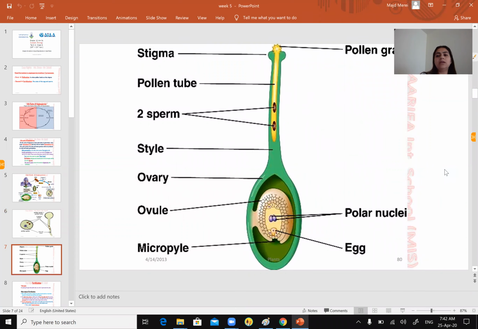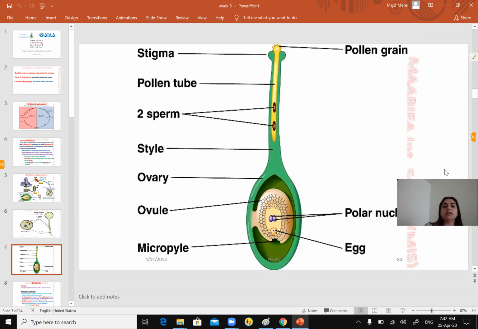This slide here shows the two stages, okay, of seed formation. We said pollination is followed, in angiosperms, by double fertilization. So the first stage or step is pollination. The pollen grain lands on the stigma. This is pollination. Then it secretes enzymes, opening the stigma.